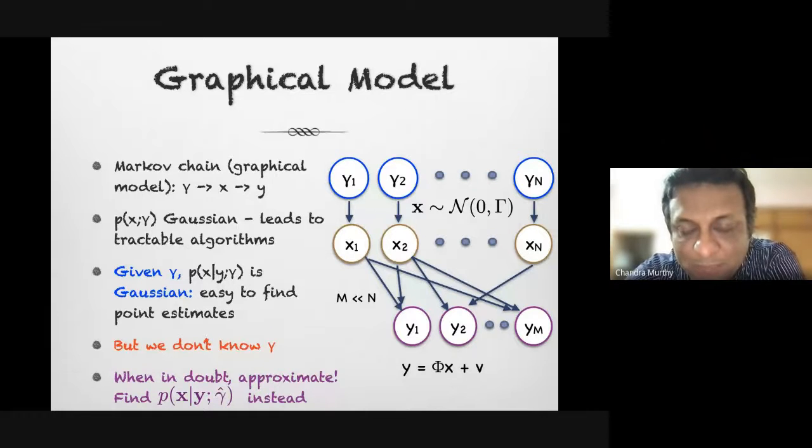Part one of the answer. The part two of the answer is that you have to be a little careful in choosing these priors, because you want to develop a tractable algorithm that gives you good performance as well.